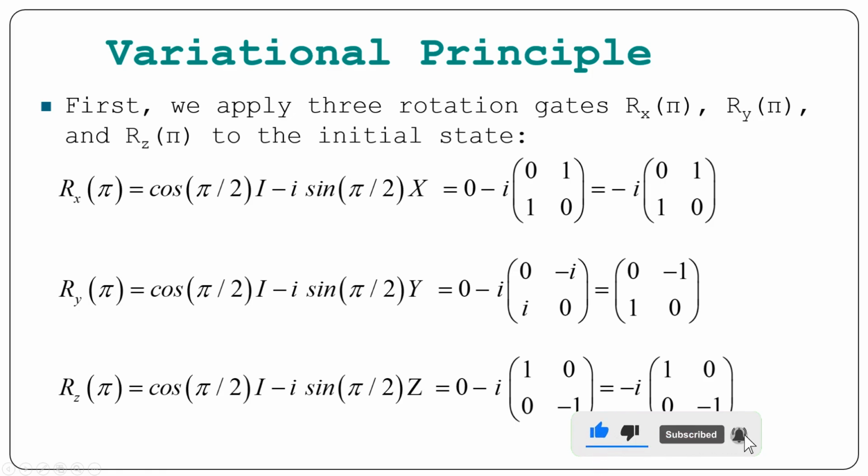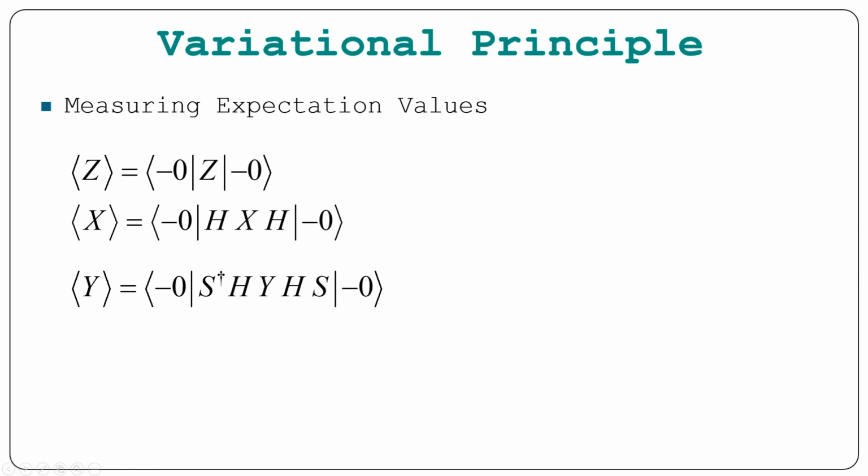It equals a combination of the identity matrix and the Pauli-Y matrix weighted by the trigonometric functions of pi over 2. And finally, Rz of pi is the rotation operator around the z-axis by an angle of pi. It equals a combination of the identity matrix I and the Pauli-Z matrix weighted by the trigonometric functions of pi over 2.